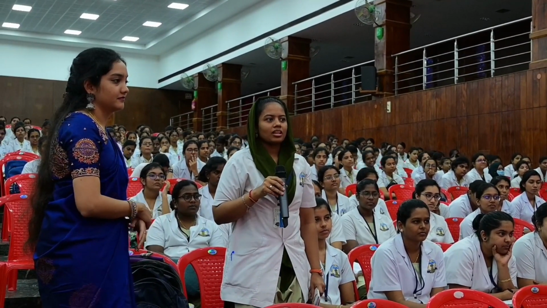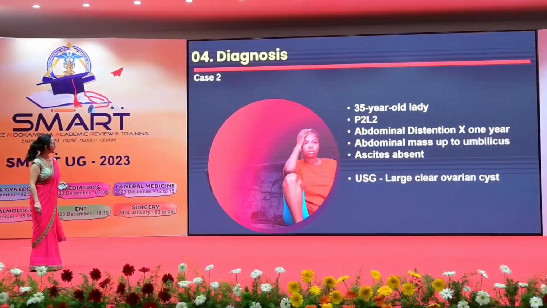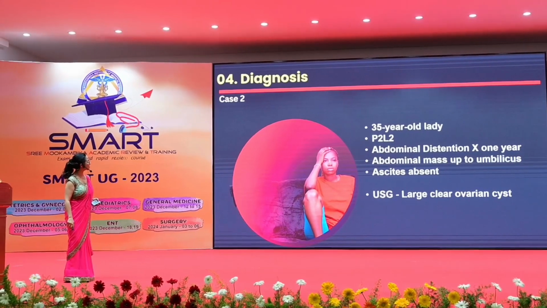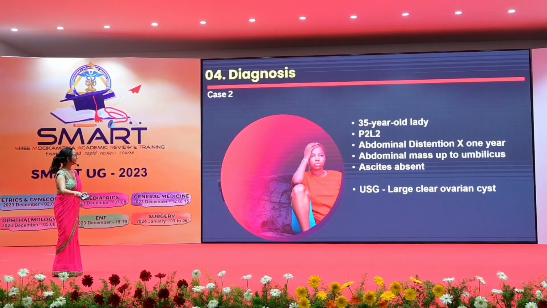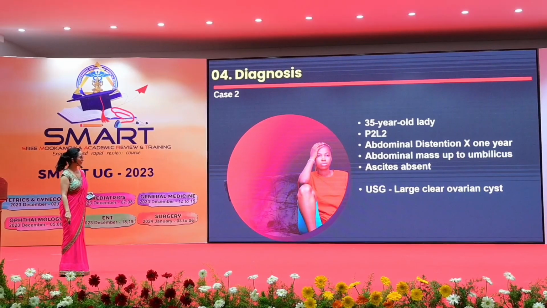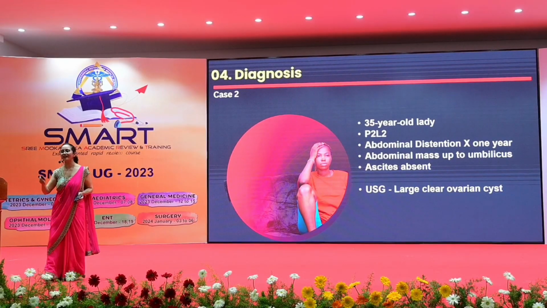So it is ovarian carcinoma. Is it difficult? No. If you get this kind of lady in exam, you can answer all your questions. Okay, very good. Next case: Para 2, living 2, abdominal distension for 1 year. Abdominal mass up to umbilicus again, but ascites is absent, and on ultrasound there is a large clear ovarian cyst.